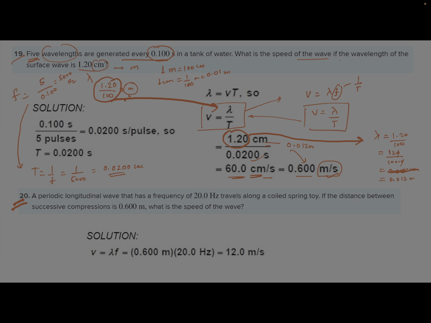Now the next question is a periodic longitudinal wave that has a frequency of 20 Hertz. F they have given to you along a coiled spring toy. If the distance between the successive compression is 0.600 meter, what is the speed of the wave?